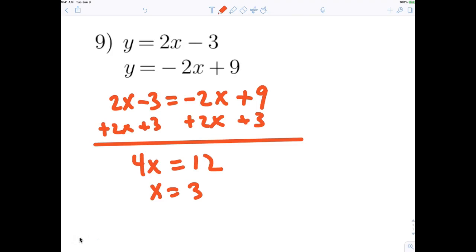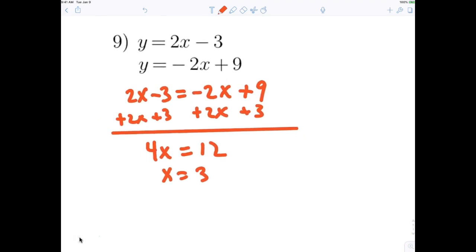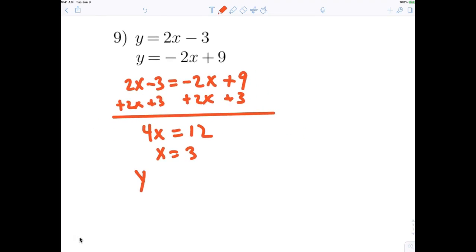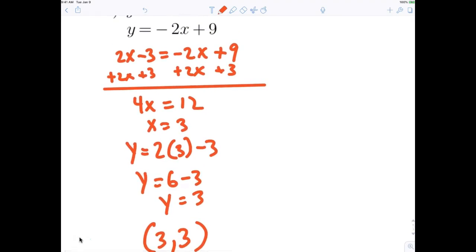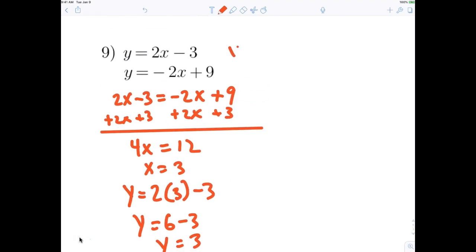Right? Easy. Now you're going to plug 3 in. Let's plug 3 into the top equation. Y equals 2 times 3 minus 3. Y equals 6 minus 3. So y was 3 also. Do you agree with that? So your answer is 3 comma 3. From the equation, buddy. Let's look. See? Y equals 2 times 3 minus 3. Good? All right, good question.